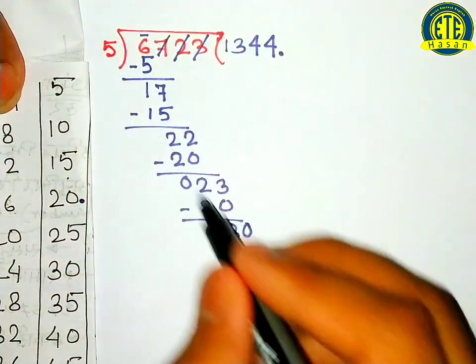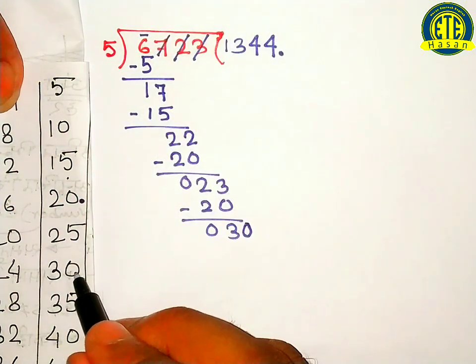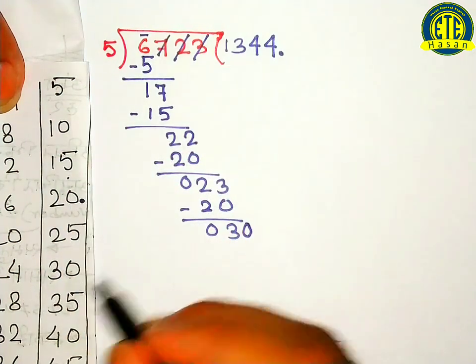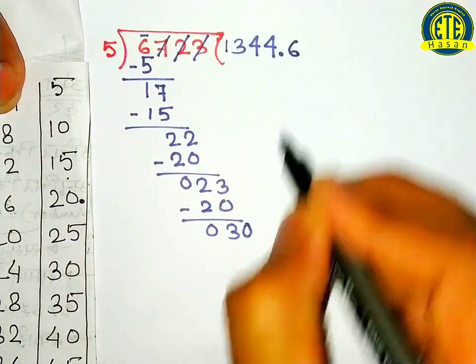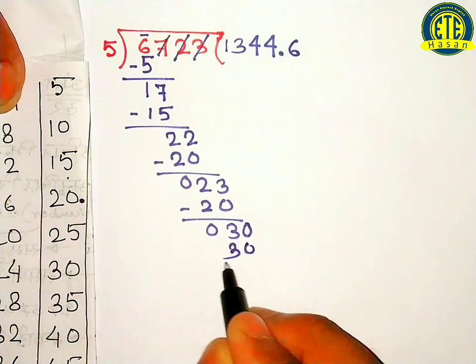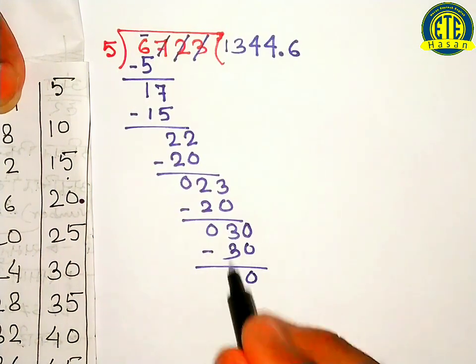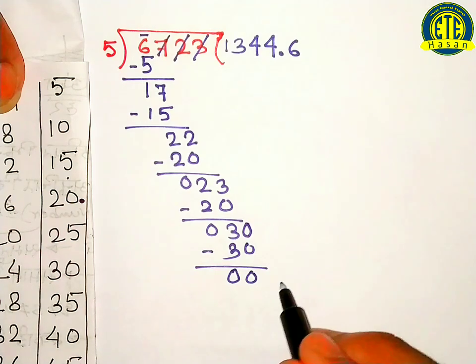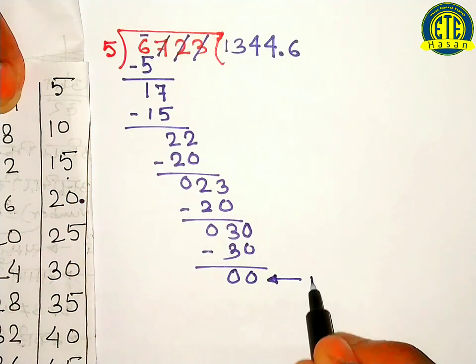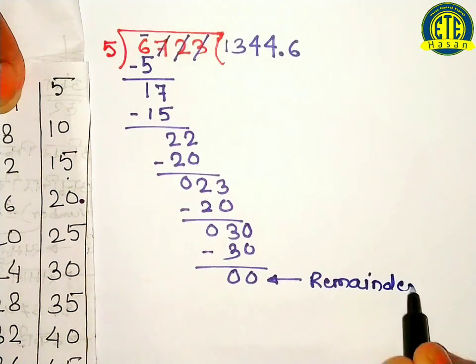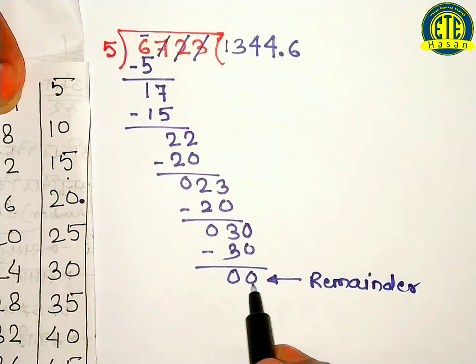Now count 5 up to 30 or below 30. 30 is here. How many times? 1 2 3 4 5 6 times. 5 6 are 30. Now subtract it. 3 minus 0, 0 minus 0 will be 0, 3 minus 3 will be 0. Here the remainder is 0. This is our main objective, to make the remainder 0 or tend to 0.